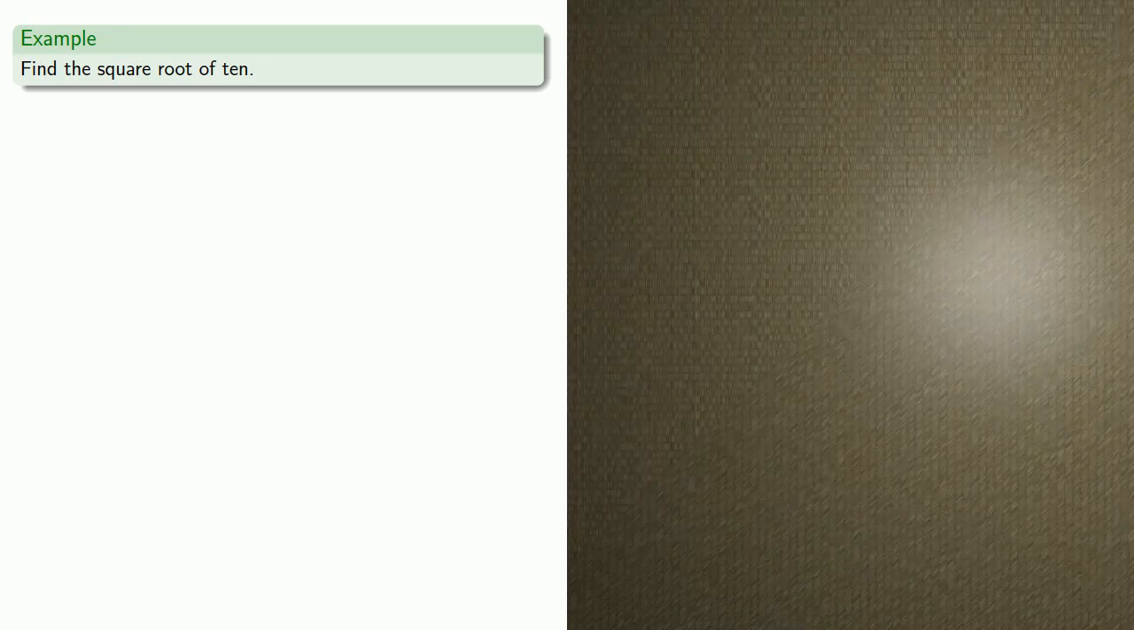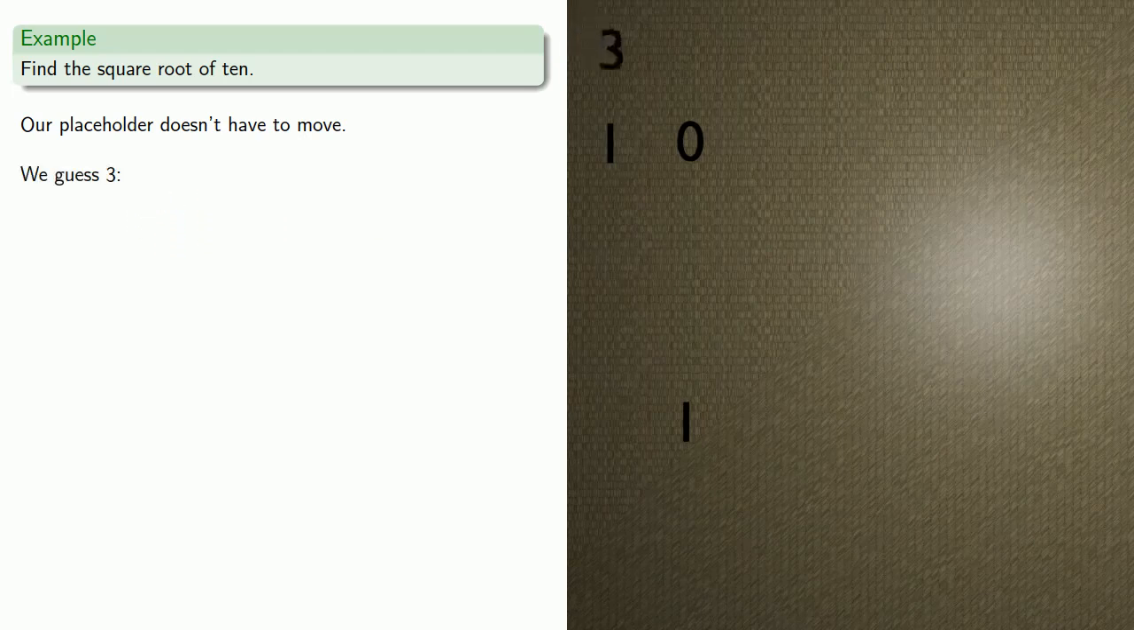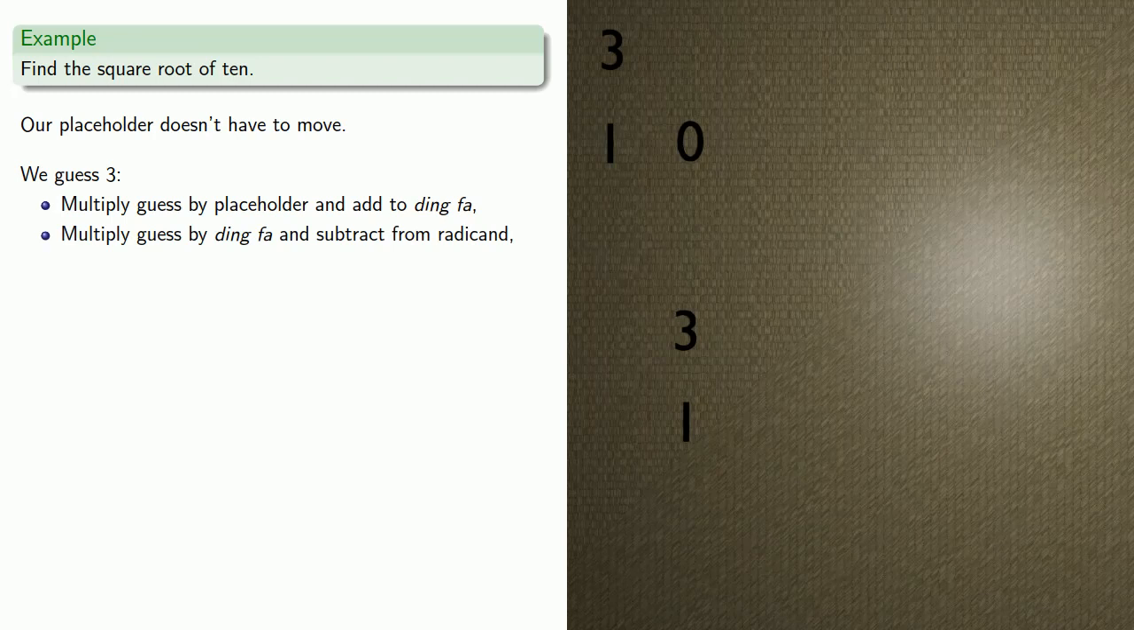So Liu Hui presents a method of finding square roots, but what if our radicand isn't a perfect square? For example, let's try to find the square root of 10. So we'll set down our number and our placeholder, and our placeholder doesn't have to move. We'll take our guess, which will be 3, multiply guess by placeholder and add to Ding Fa. Multiply guess by Ding Fa and subtract from the radicand. Double the root and replace the Ding Fa.